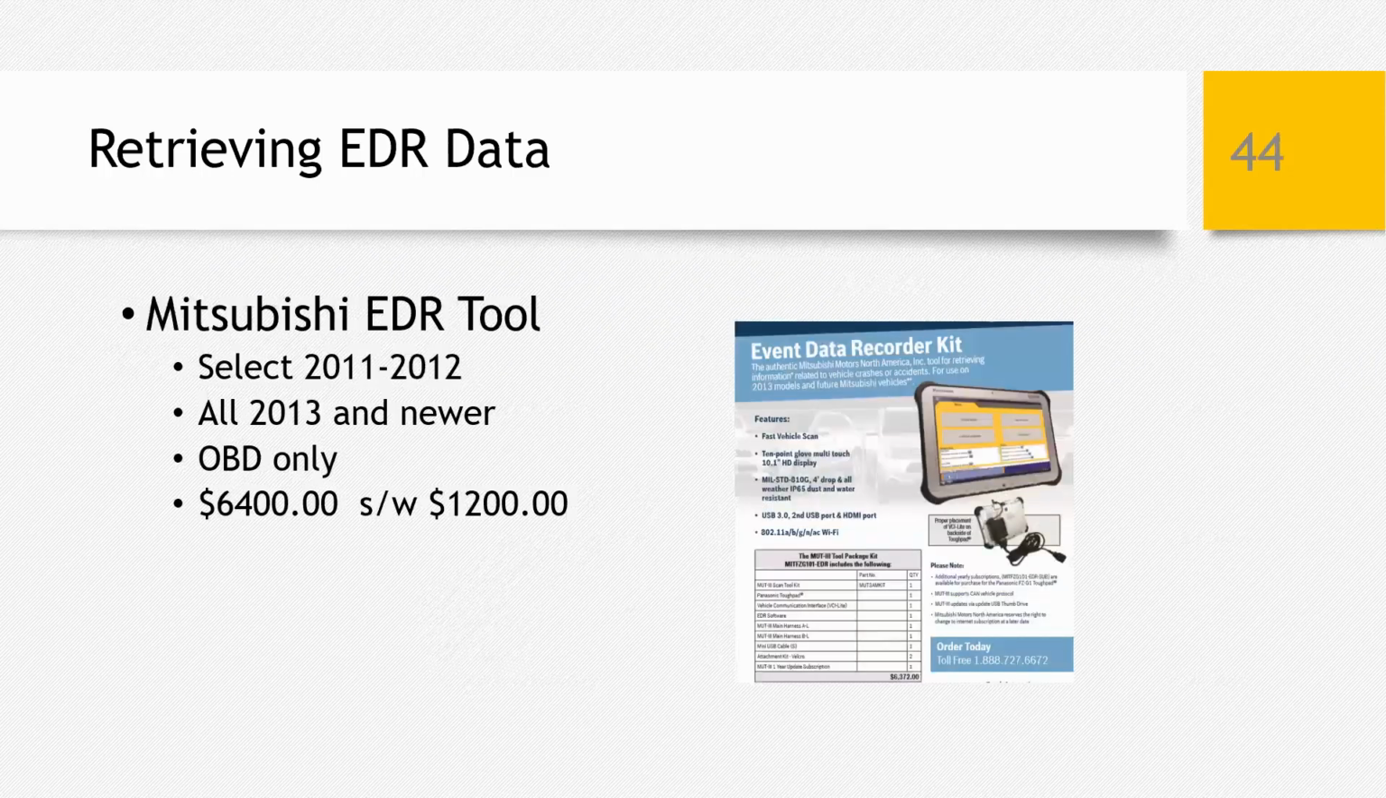Mitsubishi has an EDR tool that supports select 2011 and 2012 models and then all 2013 and newer model Mitsubishi vehicles. It also only has OBD capability, so there's no way to connect directly to the module containing data. It sells for about $6,400 and has an annual software fee of about $1,200. And those are the different tools that are available for passenger cars, light trucks, and SUVs.